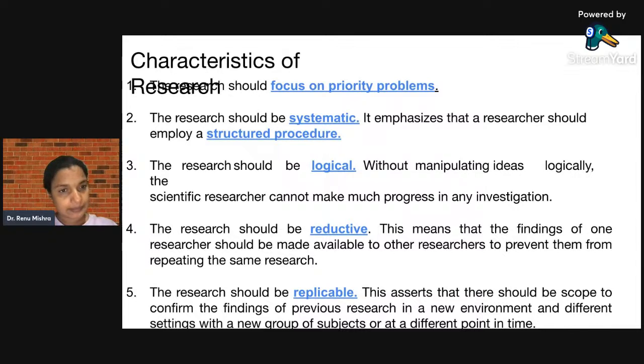You need to follow that. Whenever you are submitting a paper to a journal, every journal has a set structure to follow. You need to follow that. All right, there should be a logic.